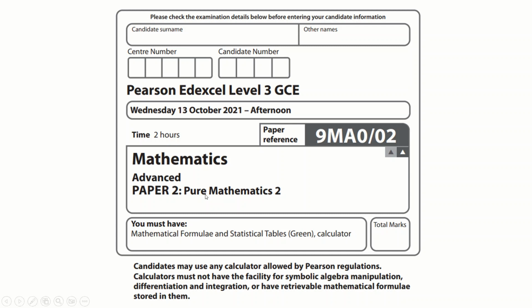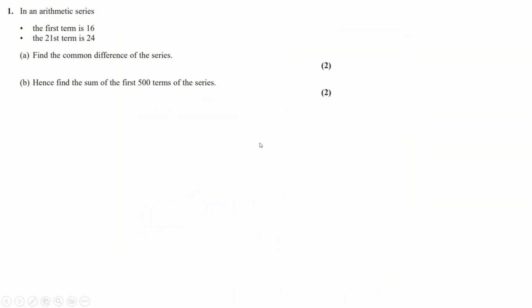So this is paper 2 of just regular maths A-level from 2021, October. Let's just head into it. So common difference, well, there's 20 terms there and there's a difference of 8. So if we just do 8 over 20, we'll get 0.4, so that'll be our difference. You could do it fancier ways, but whatever.